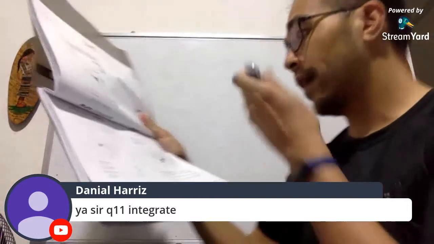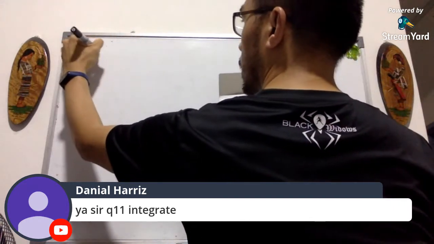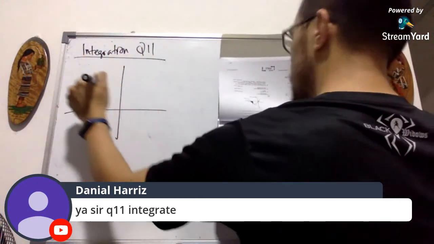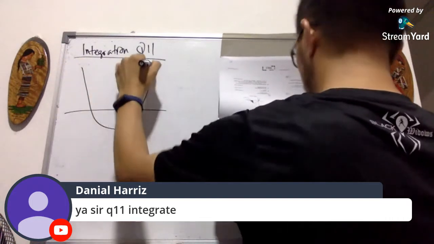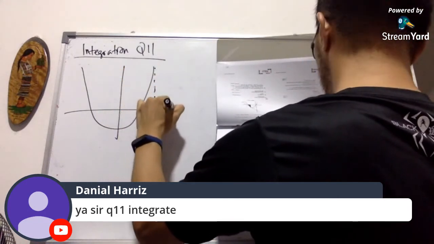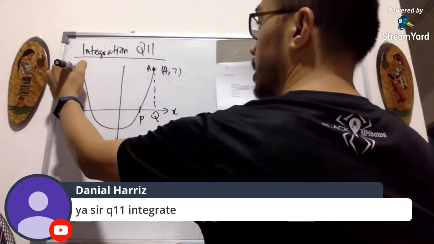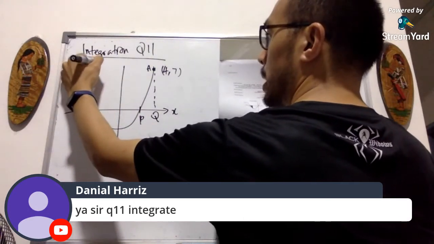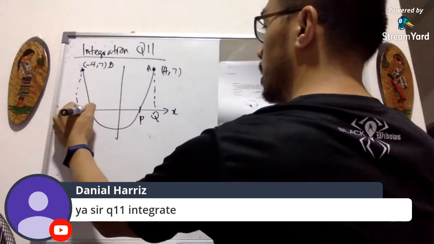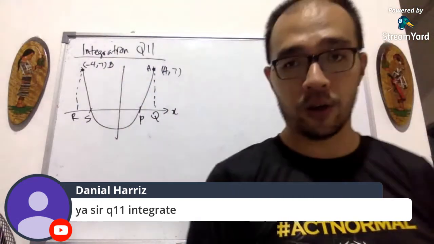Okay, so you have one form like this. Then you have a curve. This is P. Then written here is Q. This is X. This point over here is 4 and 7, point A. This is the similar point, but on the other side, negative 4 and 7. We're going to call this point B. This is R. This is S. O. And then of course there are those lines over there.